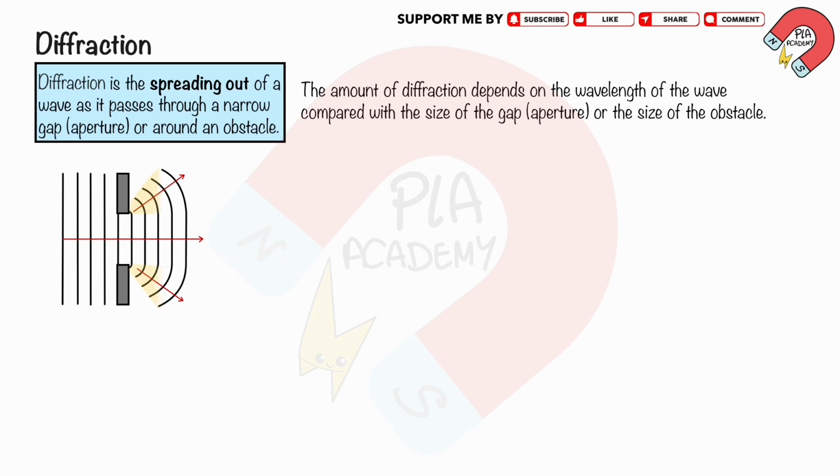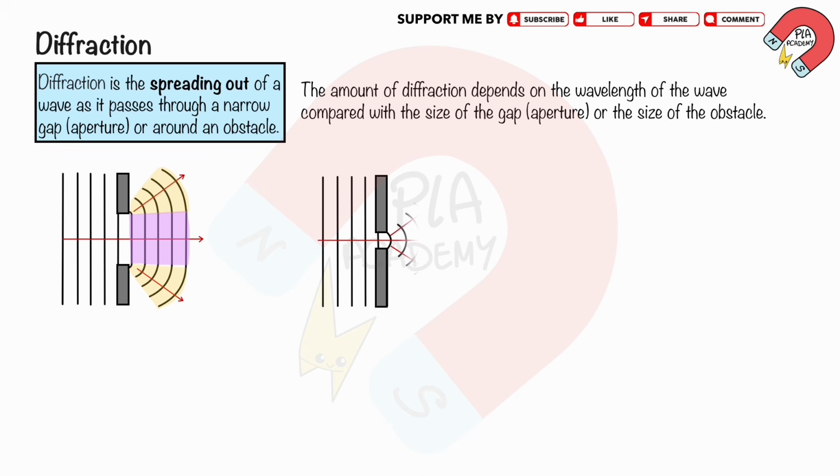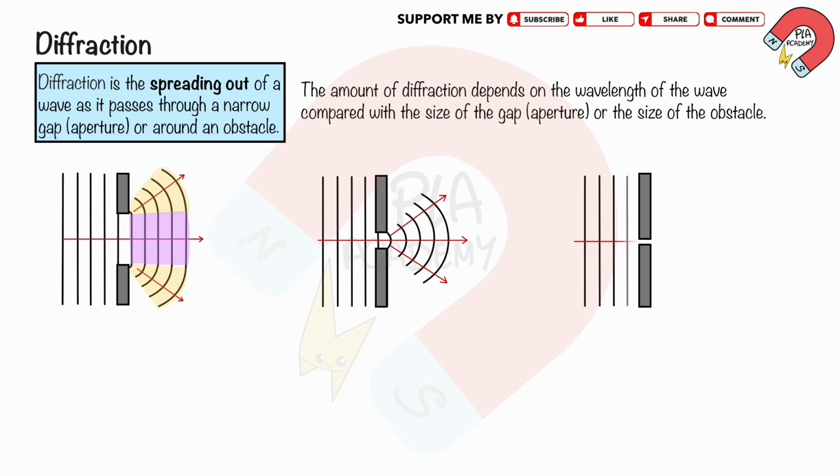This shows that these areas are diffracted. This area is not diffracted. As the gap size decreases to approach the wavelength, diffraction becomes greater, resulting in more spreading and curvature of the wave fronts, as shown. As the gap size decreases to much smaller than the wavelength, diffraction increases, resulting in greater spreading and curvature of the wave fronts, but the diffraction pattern may become less distinct, as shown.